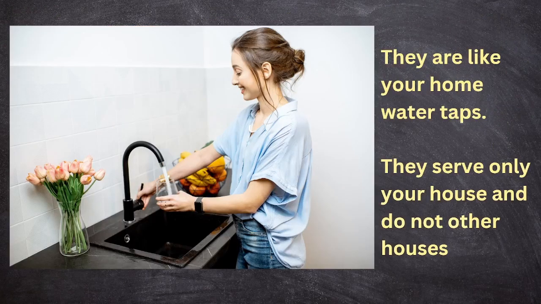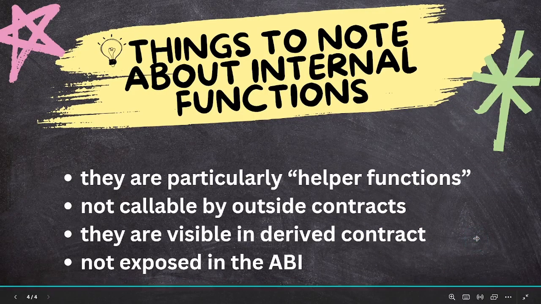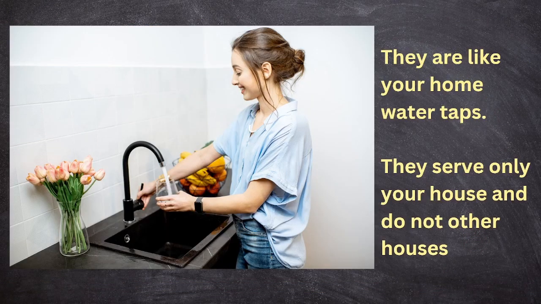Now, this is an illustration for you to understand how internal functions work. They are more like the tap in your house. They are installed with your wash basin and everything. They cannot be used in another house because they are currently installed in your house and they are kind of permanent. So that's a rough example of how internal functions work.